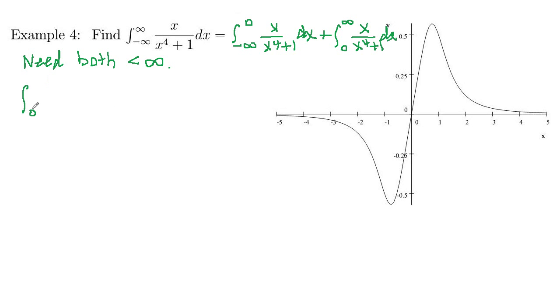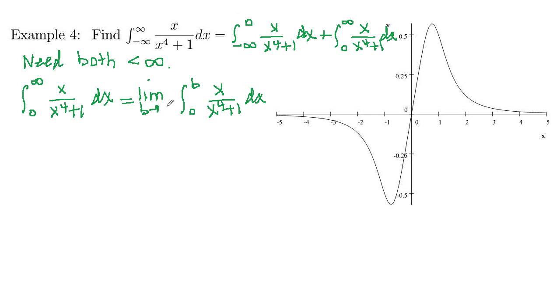So I'm going to look at the integral from 0 to infinity because that one's a little easier to deal with than the negative infinity to 0 of x over x to the fourth plus 1. So we're going to change this to integral from 0 to b, x over x to the fourth plus 1 dx, and then take a limit, letting that b go to infinity. Okay, so now we got a finite interval. How are we going to tackle this integral?